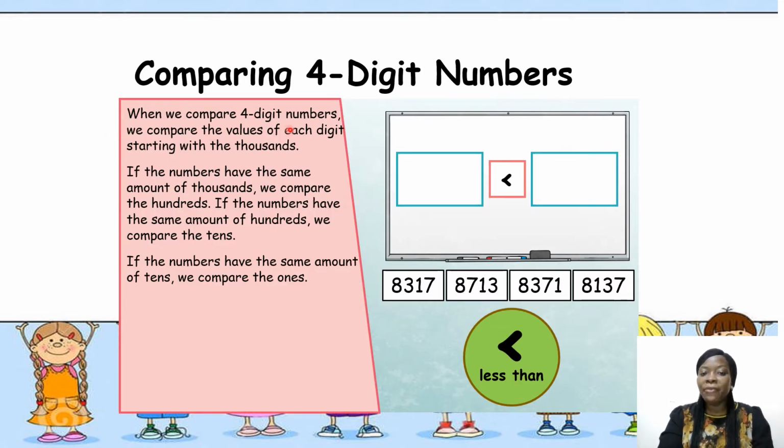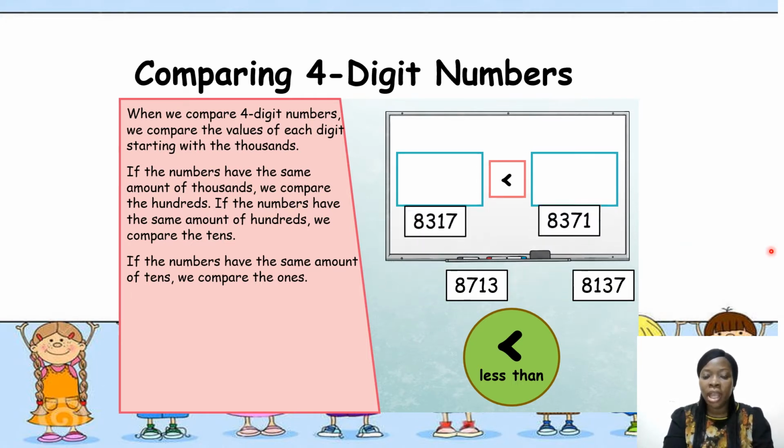Now, when we compare four-digit numbers, we compare the values of each digit starting with the thousands. If the numbers have the same amount of thousands, then we compare the hundreds. If the numbers have the same amount of hundreds, we compare the tens. If the numbers have the same amount of tens, we compare the ones. Now let's have a go at these ones here.